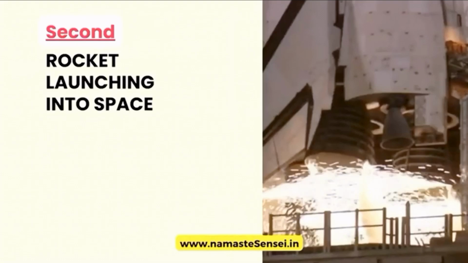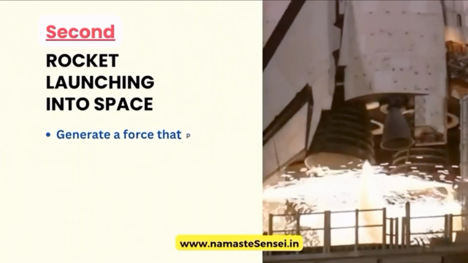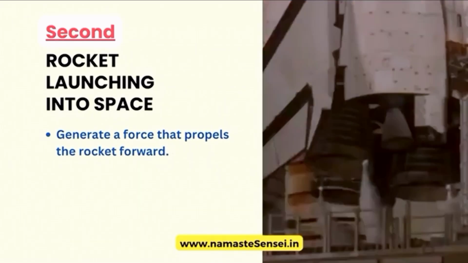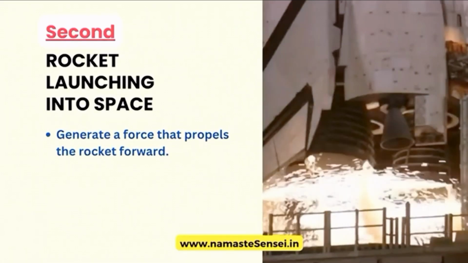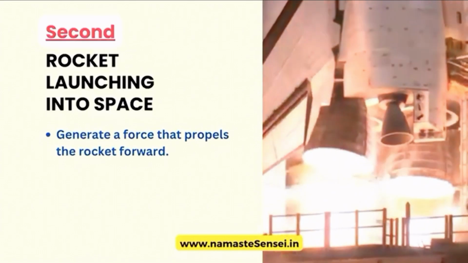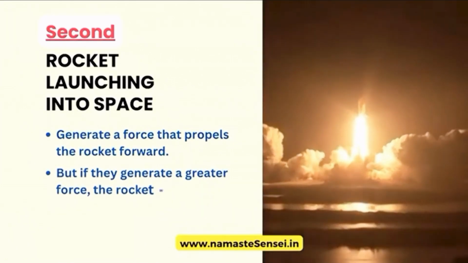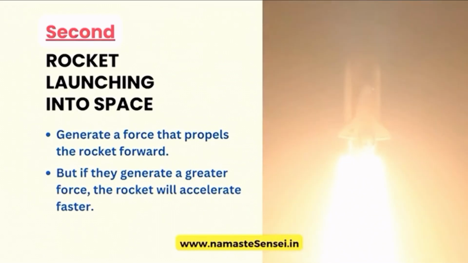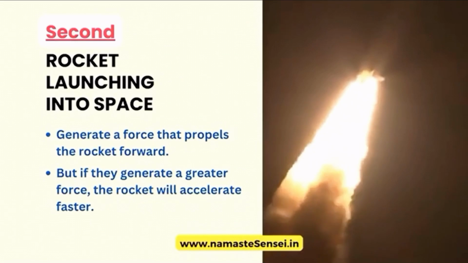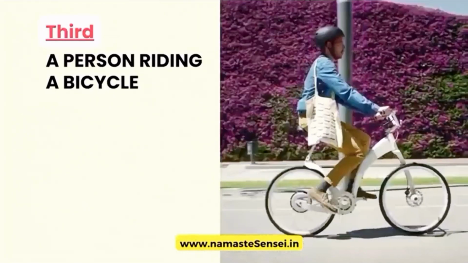Rocket launching into space. When a rocket launches into space, the rocket's engines generate a force that propels the rocket forward. According to Newton's second law, the acceleration of the rocket depends on the force applied to it. If the rocket's engines generate a small force, the rocket will only accelerate slowly. But if they generate a greater force, the rocket will accelerate fast. This is why rockets are able to travel at high speeds and reach outer space, because their engines can generate a very large force.